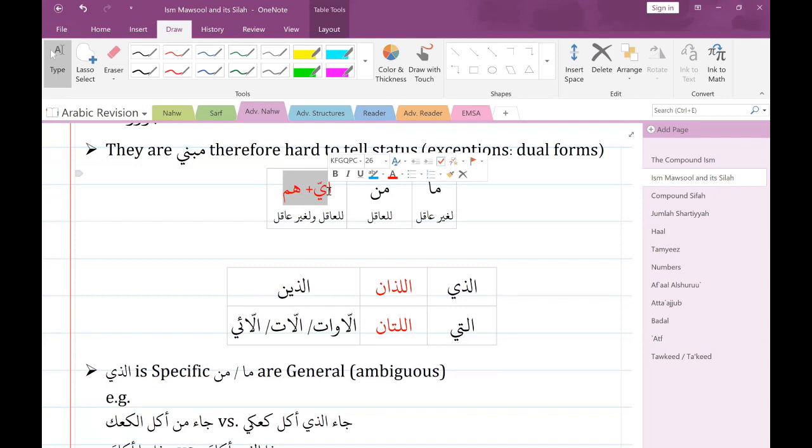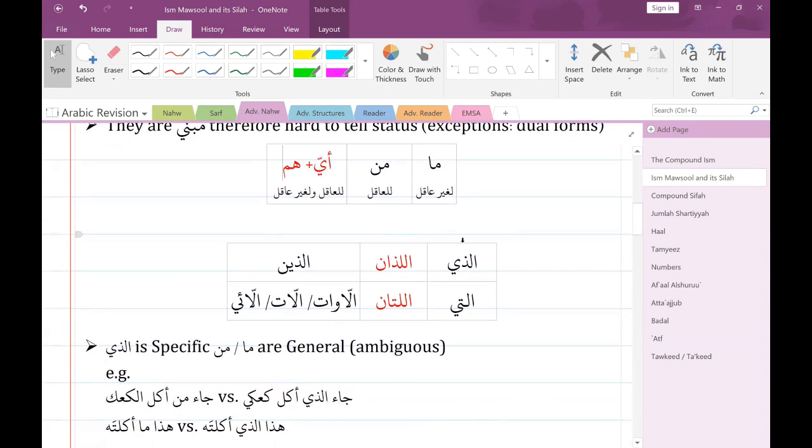And I don't want to go so much into details about this. This is something perhaps you can learn later. We can make time and discuss more details about ayu. So I'm just giving you a brief idea of ayu. And then of course you have alladhi and the entire chart of alladhi.